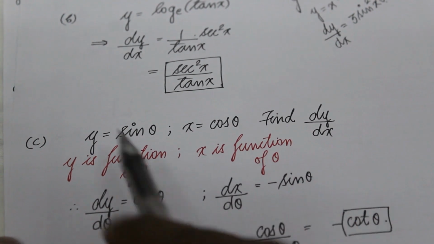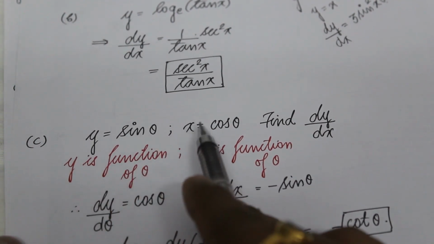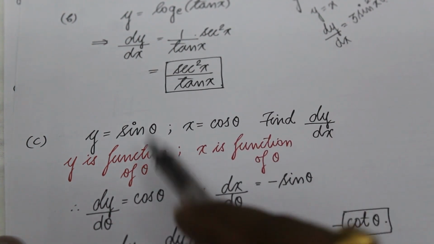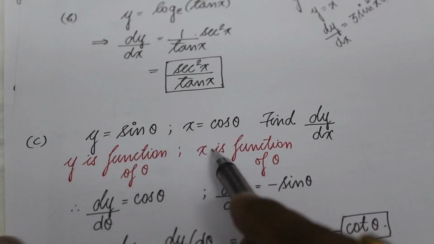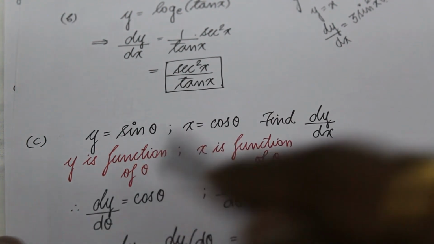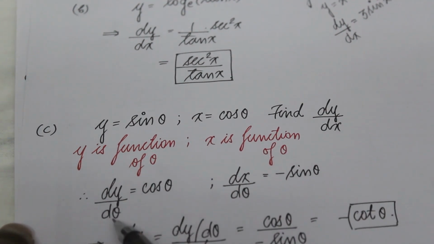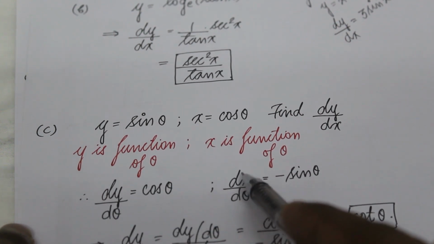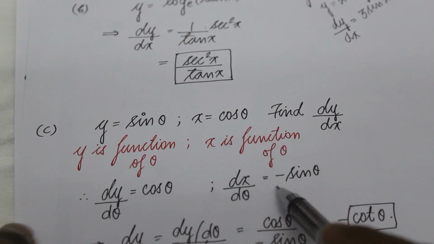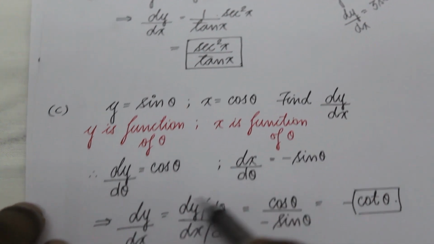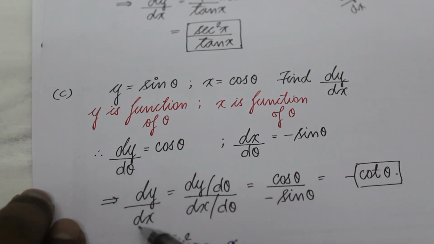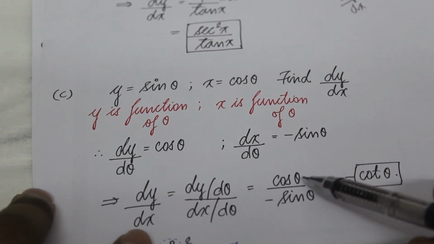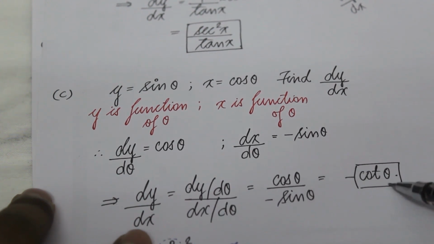Let's take some other type of question. Let y be equal to sine theta and x be equal to cos theta, and you have to find dy by dx. You know y is a function of theta and x is also a function of theta. So first differentiate them with respect to theta. So dy by d theta of sin theta will be equal to cos theta. dx by d theta of cos theta will be equal to minus sin theta. Now divide both of them. So dy by dx can be written as dy by d theta upon dx by d theta. So you'll get cos theta upon minus sin theta, which is equal to minus cot theta.